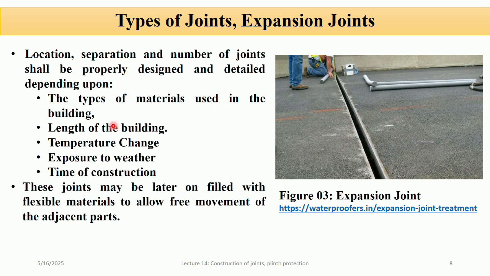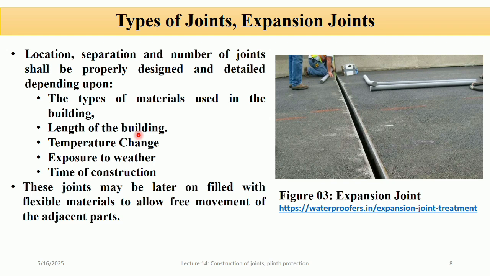The location, separation, and number of joints shall be properly designed and detailed depending upon the types of material used in buildings. Different materials expand and contract at different rates. Steel has a higher coefficient of thermal expansion than concrete. Masonry expands less but may still crack if restrained. So the material type directly affects how much movement is expected, which in turn affects how often joints are needed.